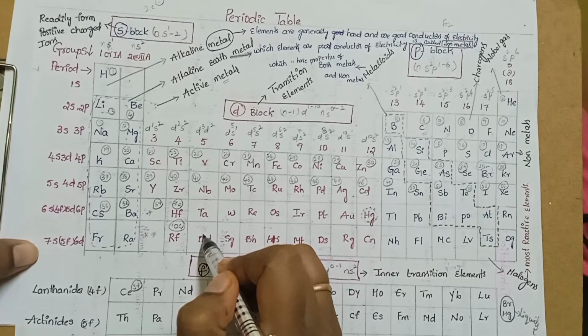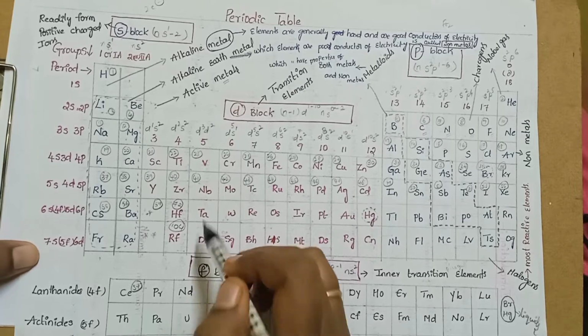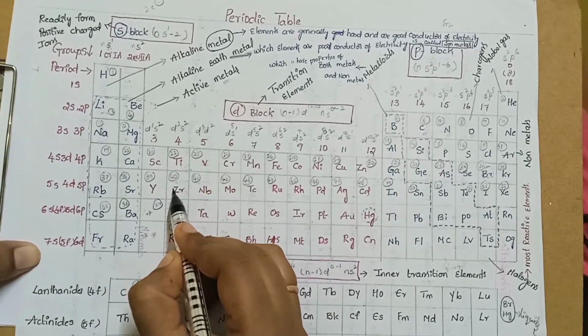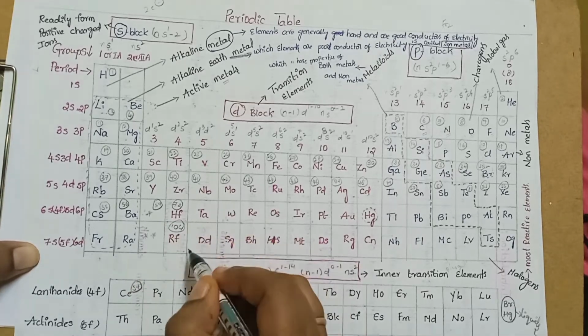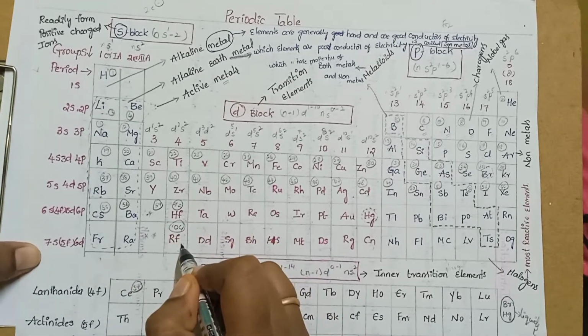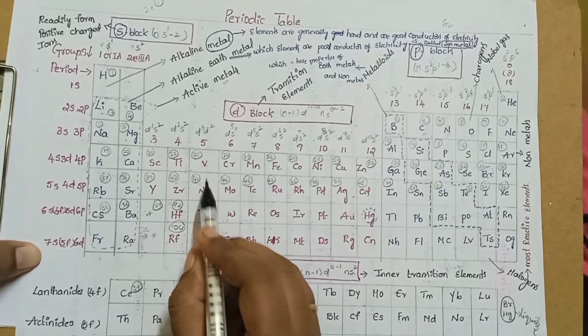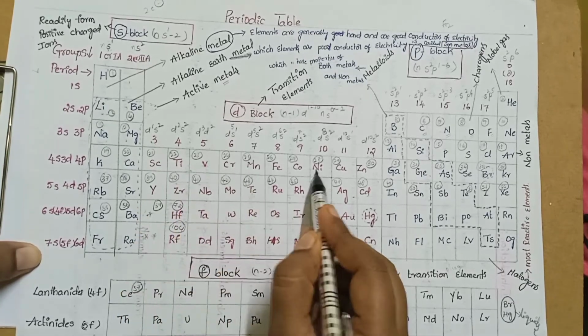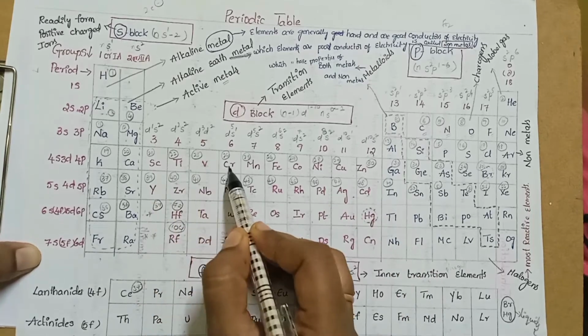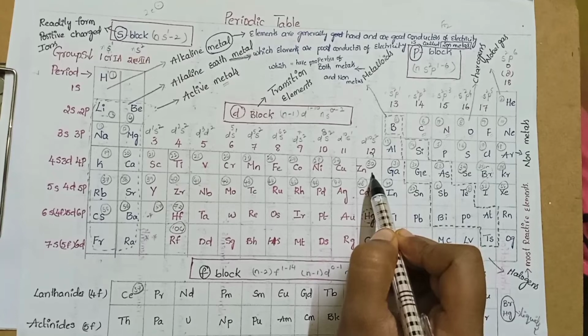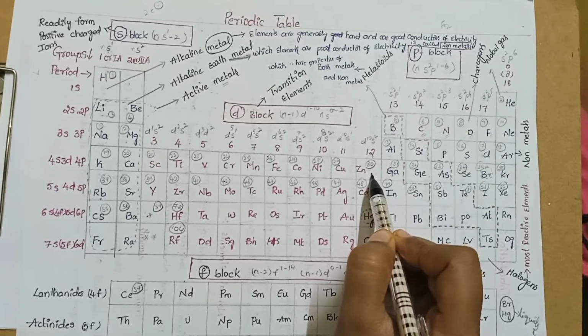It is also known as a series: the 3d series, 4d series, 5d series and 6d series. Each series of d block elements contains 10 elements. If you count: 1, 2, 3, 4, 5, 6, 7, 8, 9, 10.